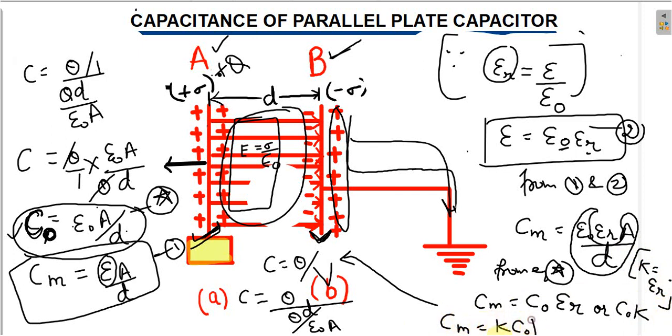So what does it mean? It means when you place a medium between the two plates of the capacitor, if you insert a dielectric plate or any dielectric media between the two plates, then the capacitance of the capacitor is increased by K times.